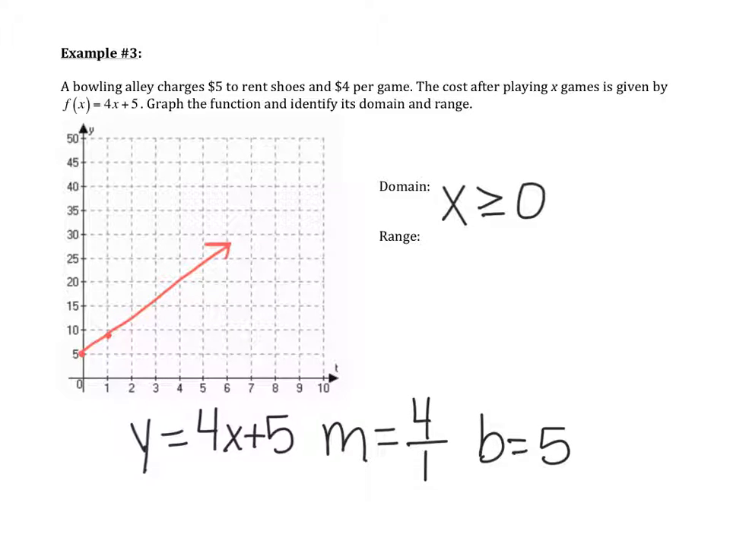For my range, which again is your possible y values, the smallest amount of money that I could spend is $5. And if I have an unlimited number of games that I could possibly play, I would start at $5 and go on forever. So again, my range, my y values, would start at 5 and go on forever. So it would be y is greater than or equal to 5, because again, the smallest amount I could pay is $5, and if I play unlimited games, I would have an unlimited amount that I would pay.